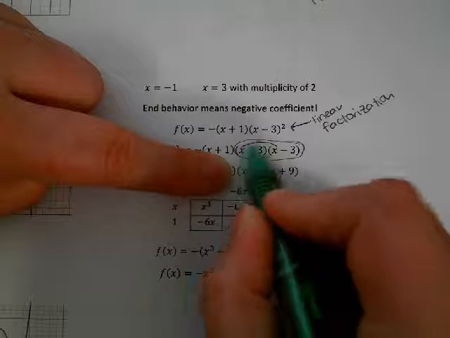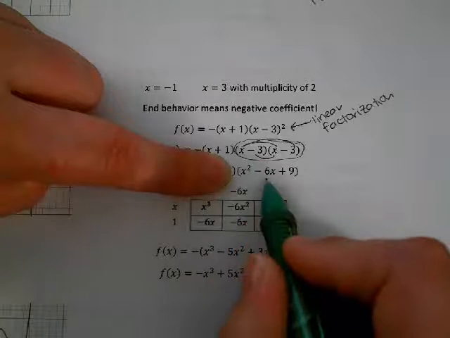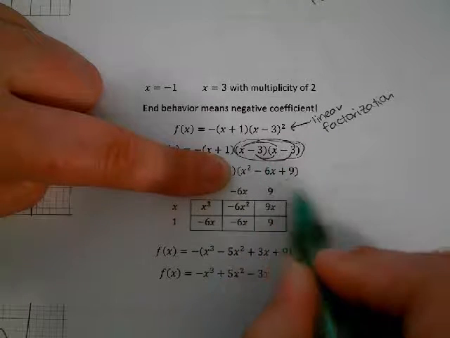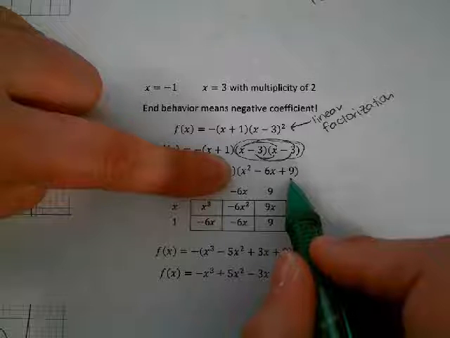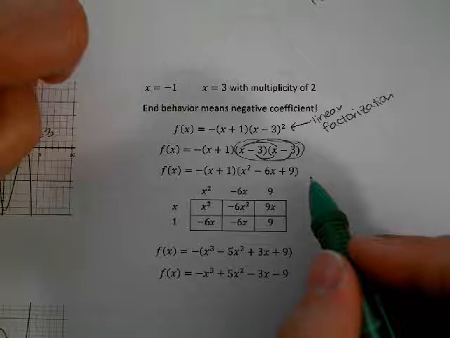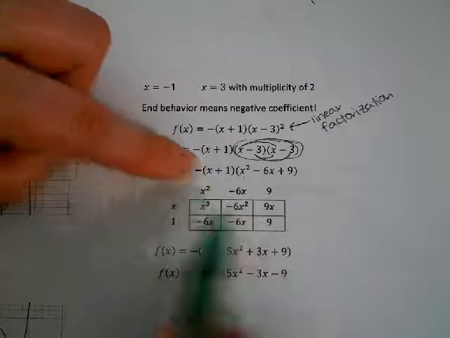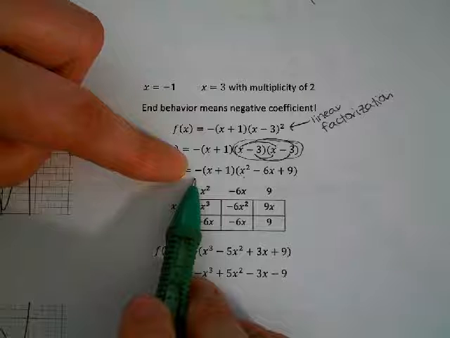And I did x times negative 3 and negative 3 times x. That's how I got the negative 6x. And then I did the negative 3 times negative 3, and that's how I got the positive 9. Does that make sense? Everyone comfortable with that? Okay. And then over here I had the x plus 1. So I still haven't dealt with the fact that it's got a negative sign in the front. I'm not worried about that quite yet.